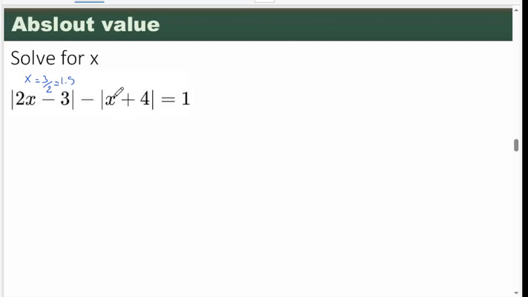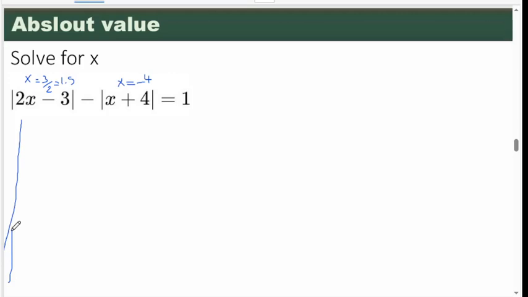Again, for the second absolute value, the critical point, I get x plus 4 equals 0. So x equals negative 4 would be my critical point. That means if I get x less than negative 4, I have to multiply inside this absolute value with negative. And if I have x larger than negative 4, I can get rid of this absolute value sign without any multiplying.